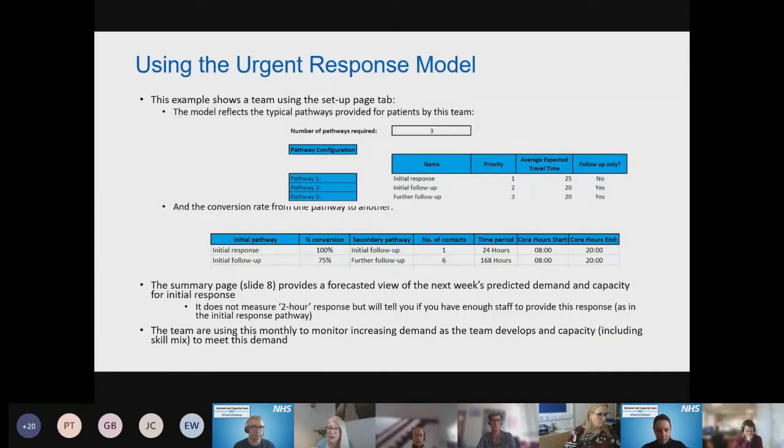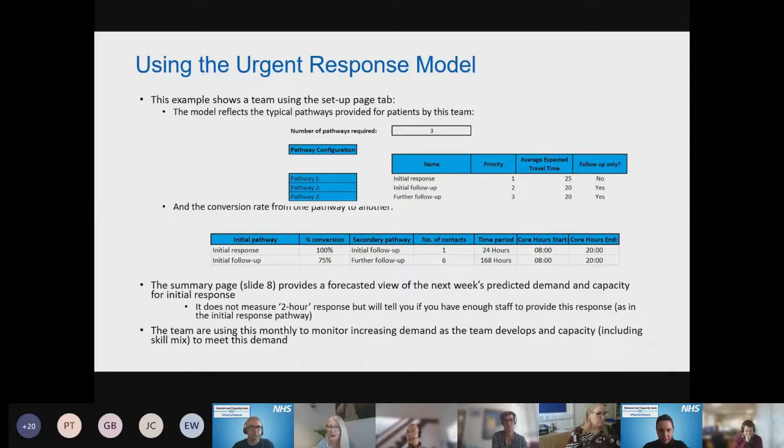So this is just a quick screenshot of the model. It's based in Excel, and Keith and Sandra can tell you any technical details around it, but to me it's an Excel, very easy to use, and very clever. This is one of the first stages of the model, where the team can configure the pathways they use for their service, and that tells the model what it's modelling the demand and capacity on.